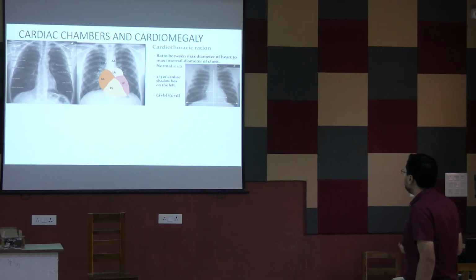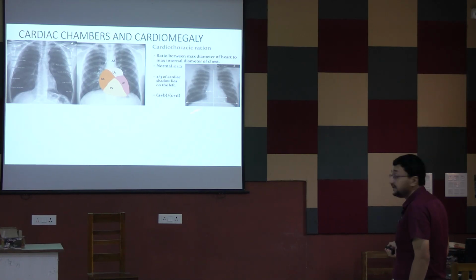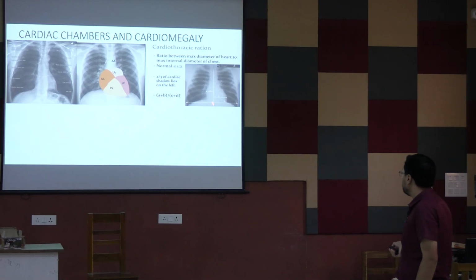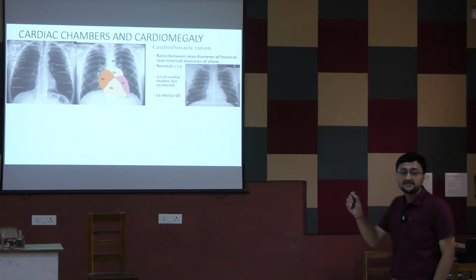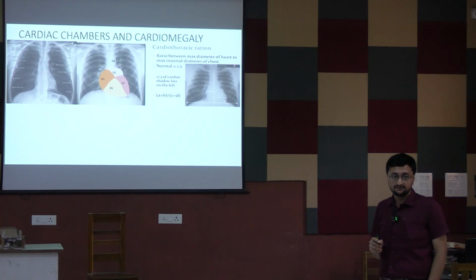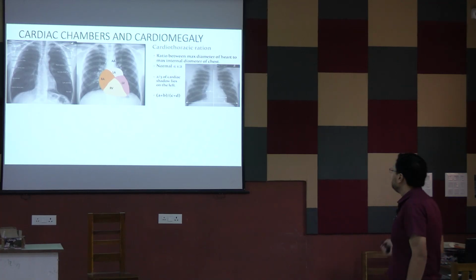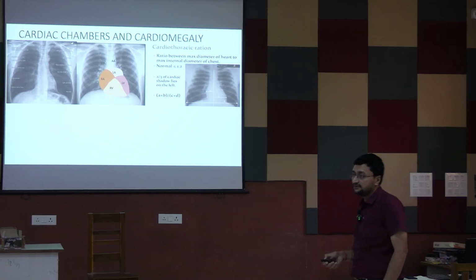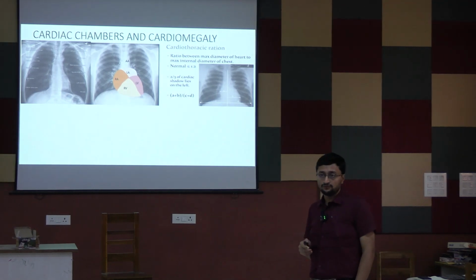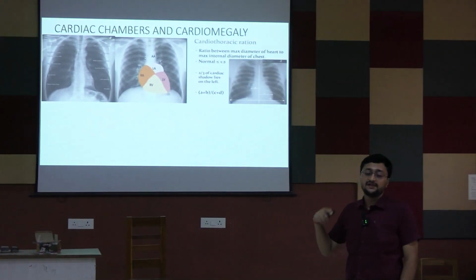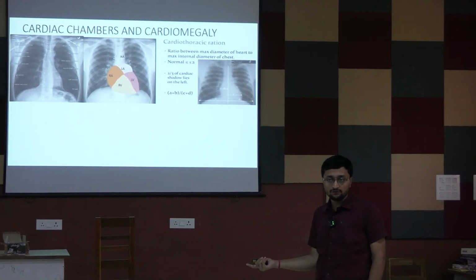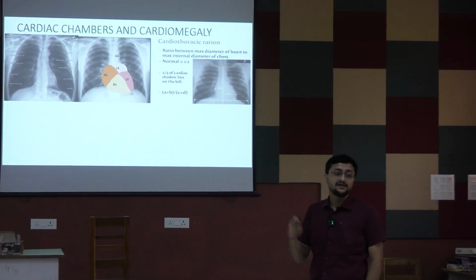So A plus B divided by C, total D or C, you can mention A plus B divided by C. So this is the cardiothoracic ratio. Okay? And the normal is less than or equal to 1:2. But if that is more than 1:2, then the cardiothoracic ratio is increased.